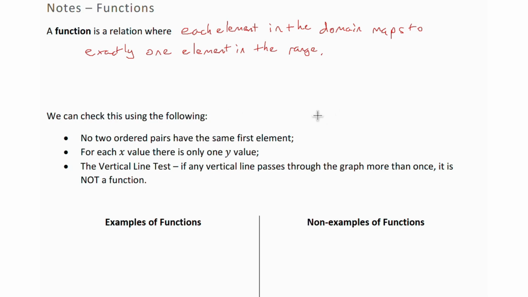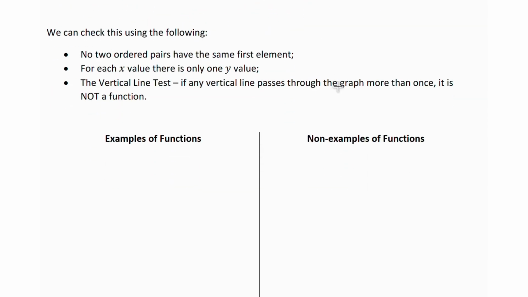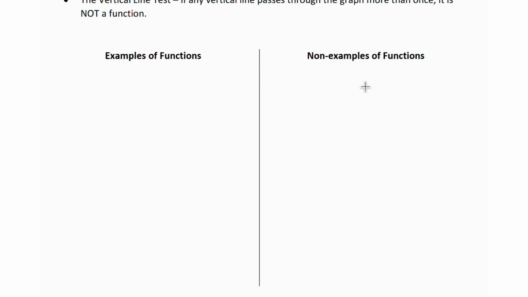And graphically, we can use what's called the vertical line test. The vertical line test is you imagine drawing vertical lines across all of the graph, and if at any point a vertical line would cross the graph more than once, it is not a function. And we'll have a look at what that looks like in the examples in a moment. So let's think of some examples of functions.